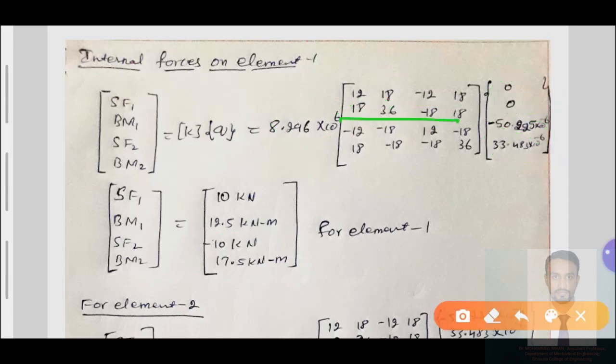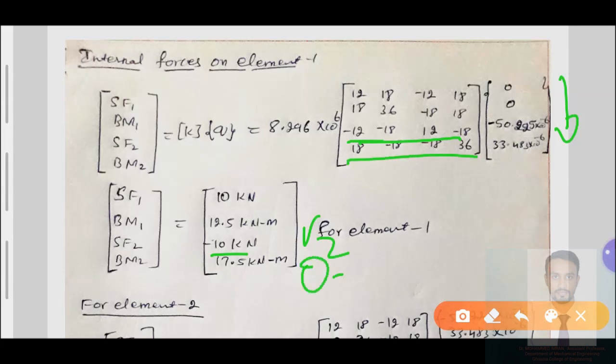Similarly, this row depends upon the bending moment, and this row depends upon the shear force. Why? This is V1 and this one is theta 1. Similarly, this third row depends upon V2, so we'll get a shear force at node number 2. This row number 4 depends upon theta 2, so we'll get a bending moment at node number 2 with respect to row number 4. As usual, you have this idea to resolve this matrix. After resolving that matrix, you will get minus 10 kilonewton with respect to V2, and with respect to theta 2 we have a moment.